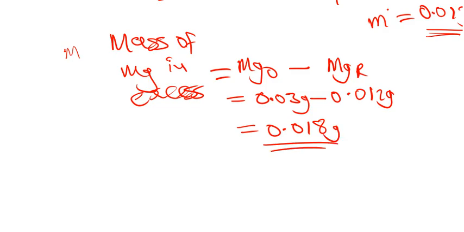If this was being done in a lab starting with 0.03 gram, you would find that in that reaction chamber, this amount of gram of magnesium will be found in the beaker where the reaction was taking place.